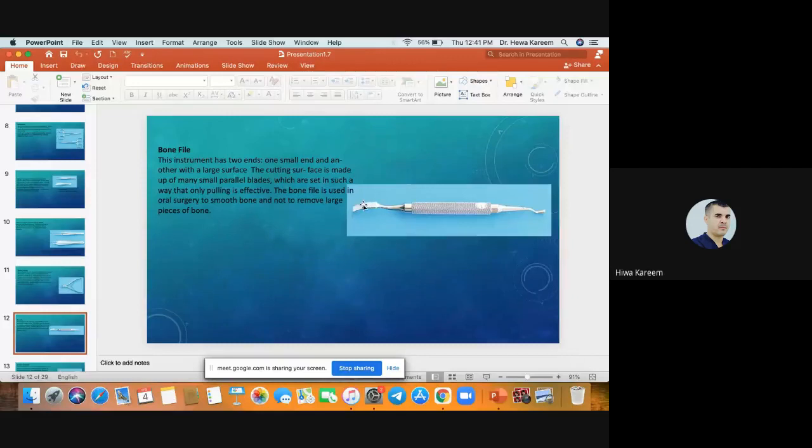This type of instrument is for smoothing the bone. You cannot remove much bone with this instrument.